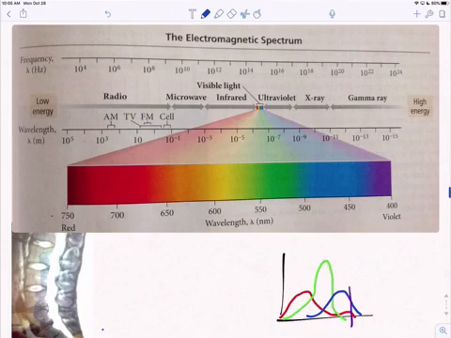If you could pick one color, which one just smacks you in the face bright? If you had to pick one color, what would it be?